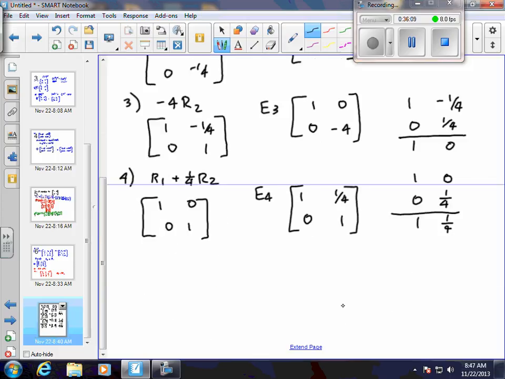So the factors of matrix A would be E4, E3, E2, E1.